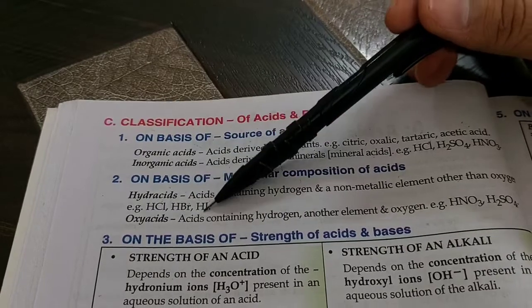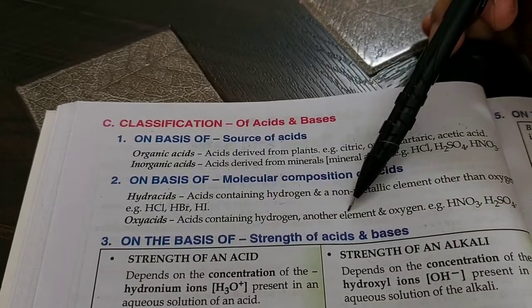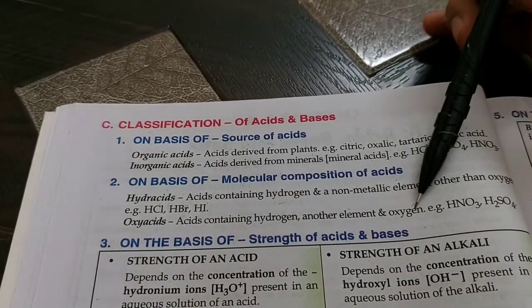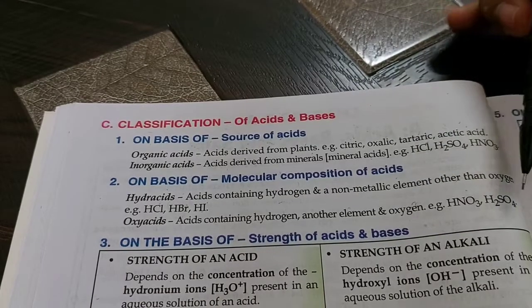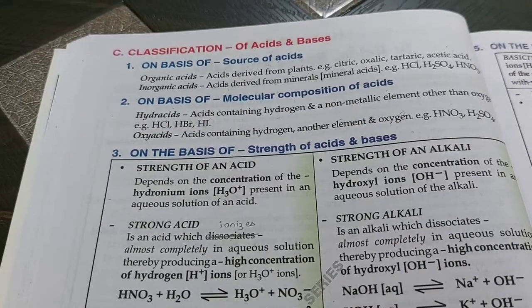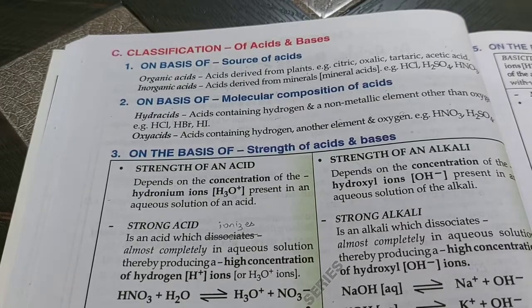Oxyacids are acids containing hydrogen, one more element, and oxygen. So oxygen is involved in this. Examples are nitric acid and sulfuric acid. Now let's classify acids and bases on the basis of their strength.